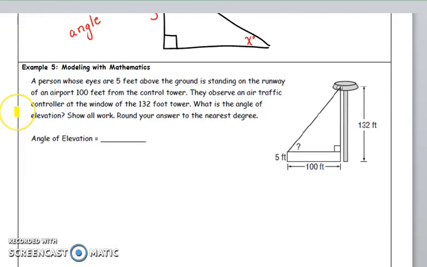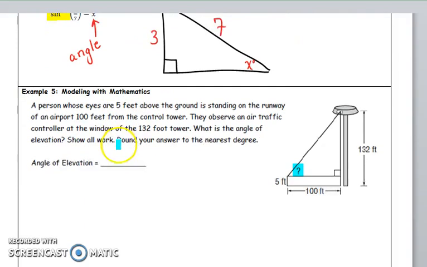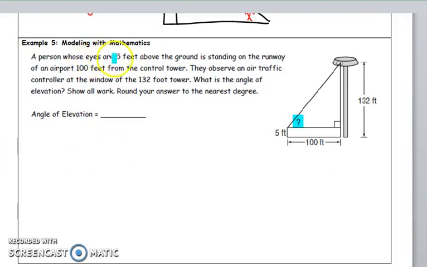And the last example here is labeled as modeling with mathematics. So this one says that we pretty much have a word problem here, and we have to solve for the missing angle. And the missing angle is right here, as you see the question mark. So we're still using trigonometry, but we're just modeling it with mathematics in a word problem. So reading this, it says, a person whose eyes are 5 feet above the ground. So I'm assuming the person is right here, and their eyes are 5 feet above the ground. They're standing on the runway of an airport 100 feet away from the control tower, and that's represented right here in the distance in yellow.